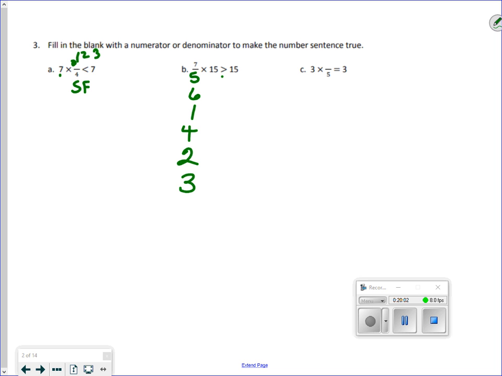Andrew. 5. Because you need it to equal 1. You need your numerator and your denominator to be the same so that it is, in fact, equal. Can anything else go in that blank? No. If you put something else in there, you're going to end up with a greater than or a less than. And you can't have that.